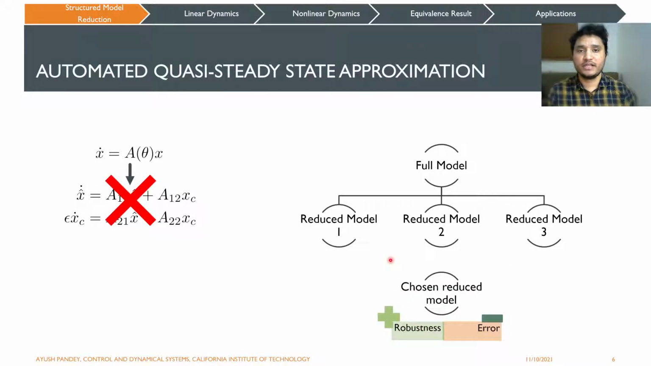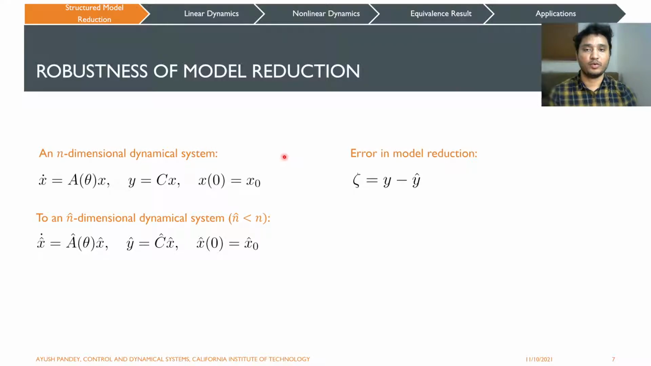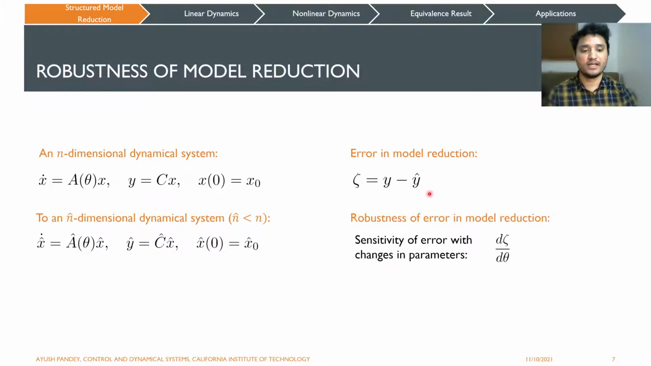Robustness for model reduction has been a widely studied problem for control design purposes. However, in our case, we are setting up the problem in a more holistic sense, where we want to look at how uncertain parameters in this autonomous dynamics would affect the model reduction. So the robustness problem that we are interested in is one where we compute the error in model reduction as zeta, as the difference between the outputs, and then we would like to look at how sensitive this error is with respect to changes in parameters.